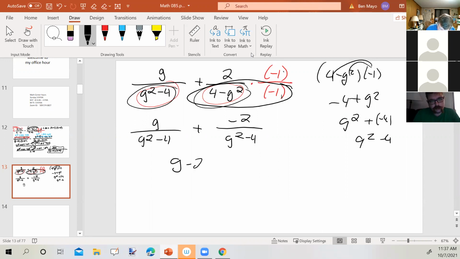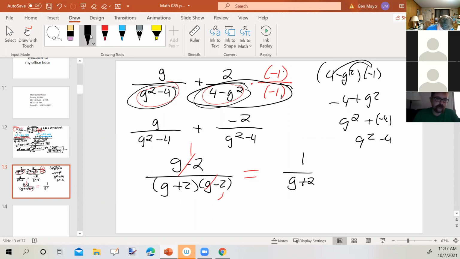So now I've got g minus 2 over, and I'm going to factor that, g plus 2, g minus 2. This reduces down to 1 over 1, and I'm left with 1 over g plus 2.